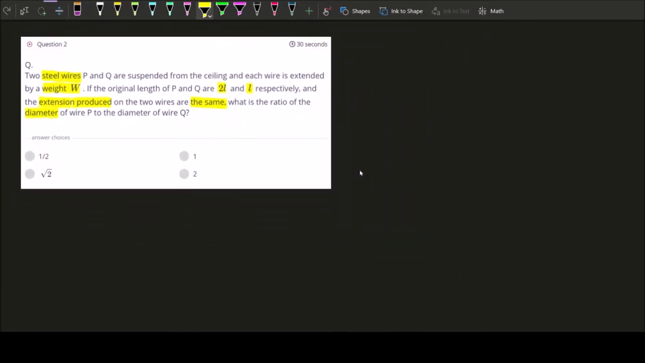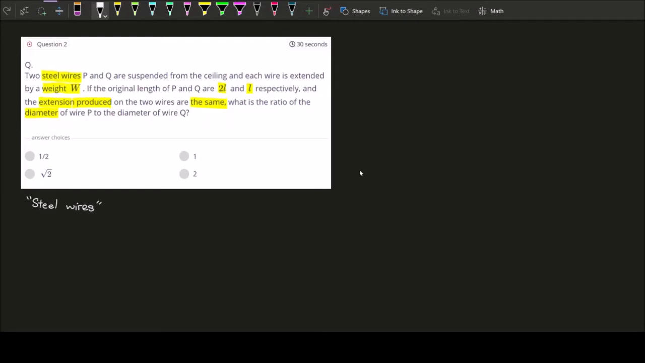So let's write down what we have first. They mentioned that these two are steel wires. You might not know why they specifically mentioned steel wires, so let's keep it there first, just in case you don't know. In case you know, you may write down what the steel wires mean.